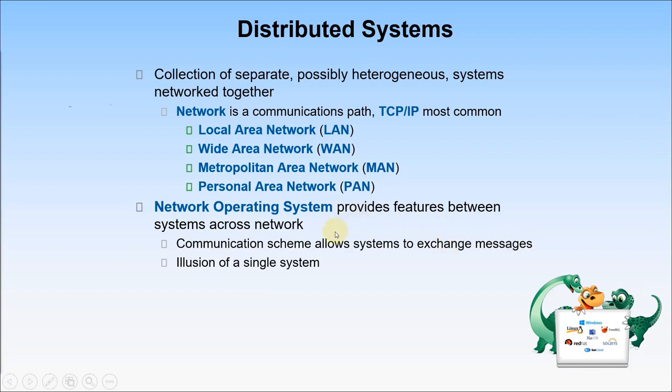So there are advantages and disadvantages of distributed systems. Advantages include resource sharing, computation speedup or load sharing, reliability, and communication. This basically requires a networking infrastructure, something like local area networks, wide area networks, and may be either client-server or peer-to-peer systems.